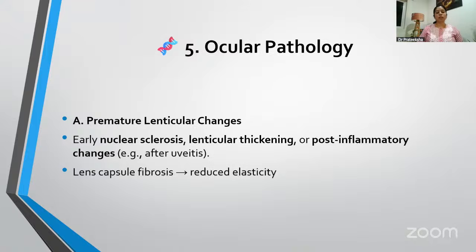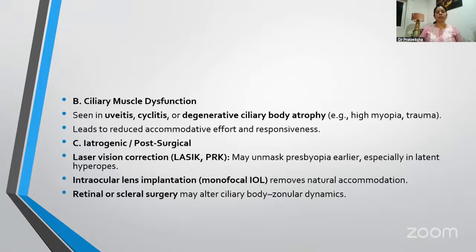Lens capsule fibrosis leading to reduced elasticity. Ciliary muscle dysfunction, seen in cases like uveitis, cyclitis, or degenerative ciliary body atrophy. Examples are high myopia and trauma. It leads to reduced accommodative effort and responsiveness.